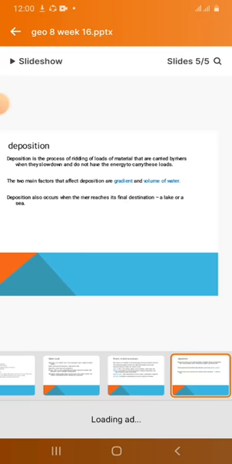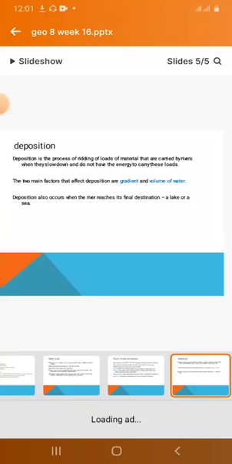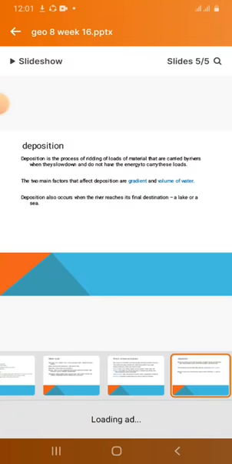The two main factors that affect deposition are the gradient and the volume of water. We talked about the gradient. We said the steeper the gradient, the faster the water is going to flow. And in this part of the river journey, deposition is not going to occur, or even if it occurs, it's going to be very much less than when it occurs on flat lands.